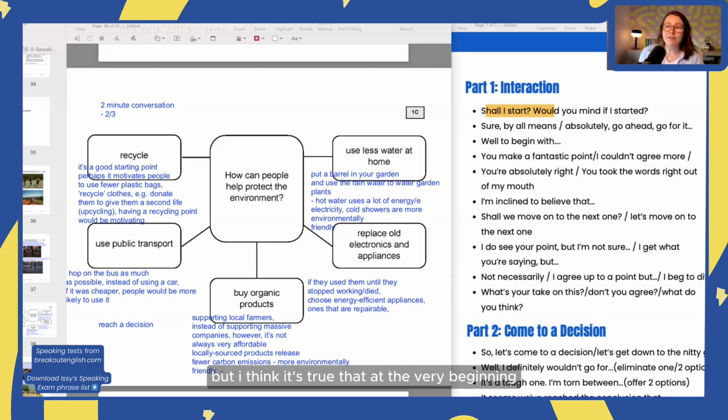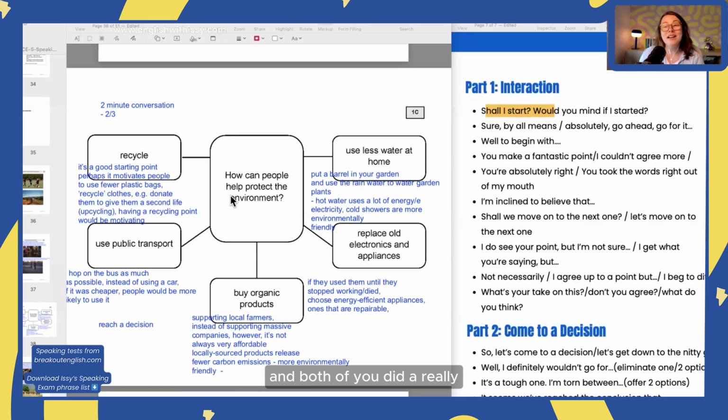But I think it's true that at the very beginning, we deviated just a little bit away from the question. And because our time is unfortunately so limited, it meant there wasn't much time for an interaction. So your supporting points were really good, but it would have been good to say, well, we can buy organic products because the unfortunate reality is we import so many things from far away. And by doing that, we are releasing carbon emissions into the atmosphere. For the sake of time, there's not really too much time to get into stories in this part of the test, but your vocabulary was excellent.